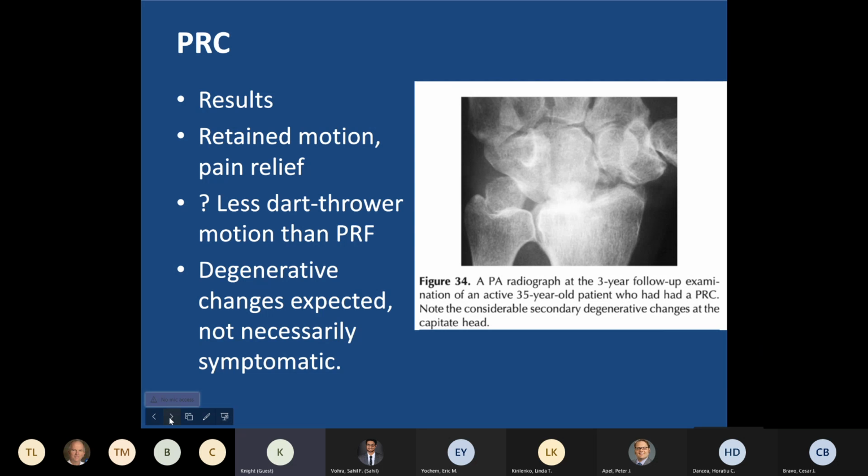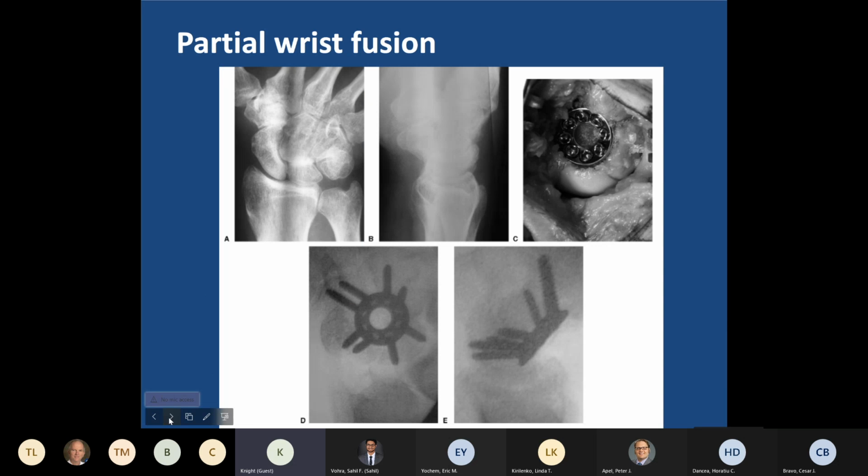And there's several people, there's many patients with 10, 15 year follow-up without any significant pain, they do have these degenerative changes. So we don't quite understand that just yet. Maybe it has to do with denervation of the joint with the procedure. So next. So partial wrist fusion.